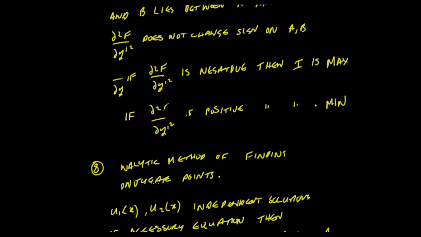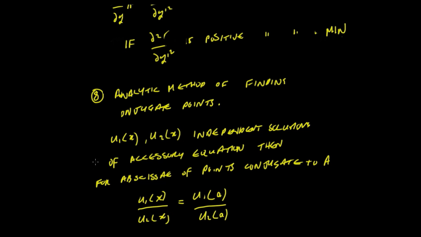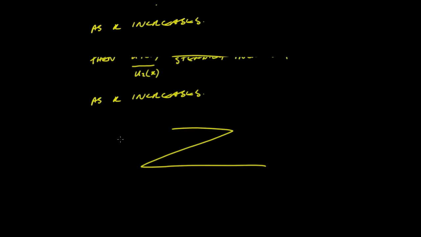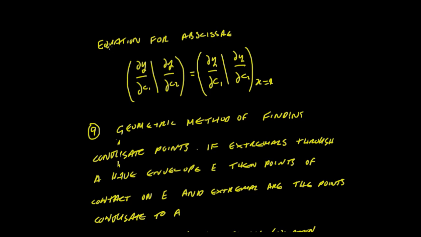We then went on and we looked at an analytic method of finding the conjugate points. So if u1 of x and u2 of x are independent solutions of the Jacobi accessory equation, then for abscissa of points conjugate to a, we have u1 of x upon u2 of x equals u1 of a upon u2 of a. And then we're able to find those abscissa of the conjugate points by partial y by partial c1 divided by partial y by partial c2 equals partial y by partial c1 divided by partial y by partial c2 at x equals a.